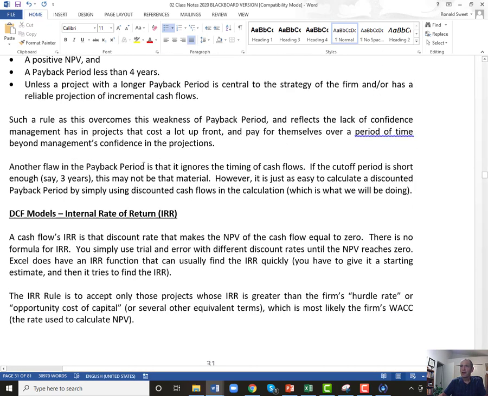Okay, another flaw in payback is it ignores the timing of cash flows. If the cutoff period is short, this may not be material, but that's why we use discounted cash flows in our calculation. So that fixes it. A lot of firms don't use discounted cash flows. They just use the actual cash flows to do the paybacks. For our purposes, doing the discounted payback made the Excel model much more difficult to set up. You had to do a lot of extra work. But it's more theoretically correct.